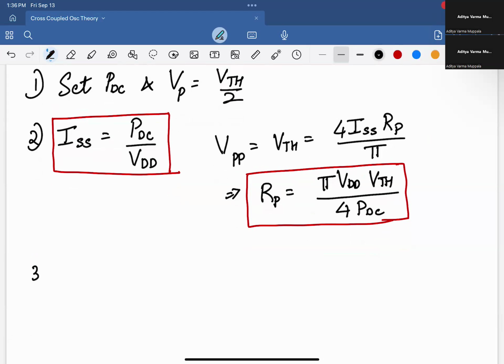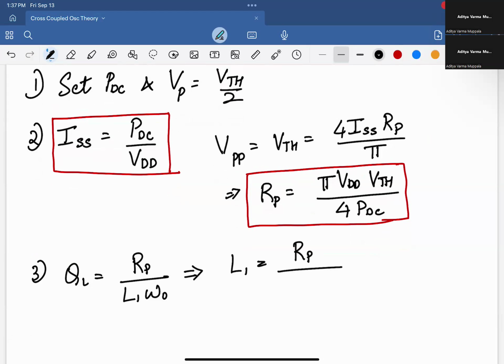Okay, then step 3 is the quality factor. We know it is RP over L1 omega naught, and omega naught is already known, which means that L1 is now given by RP divided by QL omega naught.